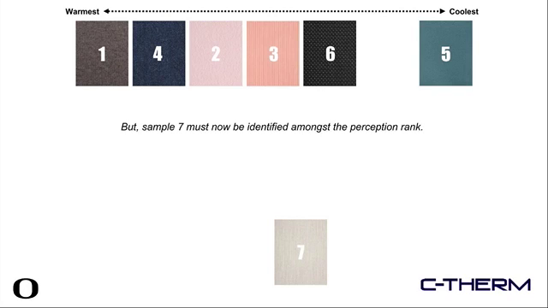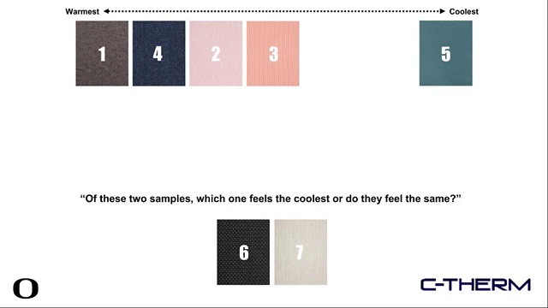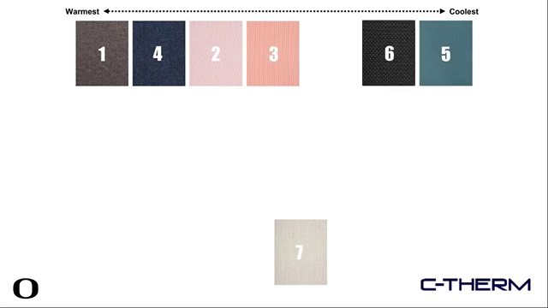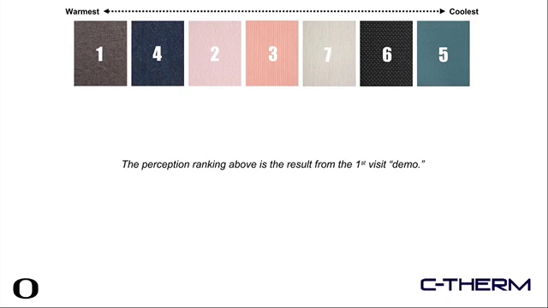But now we need to figure out what's happening with 7. So with 7, we compare it to 6. We ask the question, and in this case, sample 6 feels cooler. So we move 6 next to 5. And now 3 must be compared to 7. So we bring 3 into 7, and we ask the question, which one feels coolest, or do they feel the same? In this case, sample 7 feels cooler. So then we're able to complete the sorting of those 7 fabrics, and that's the result from the demo.